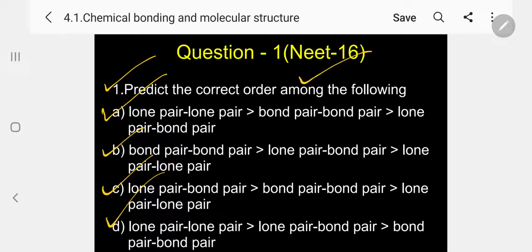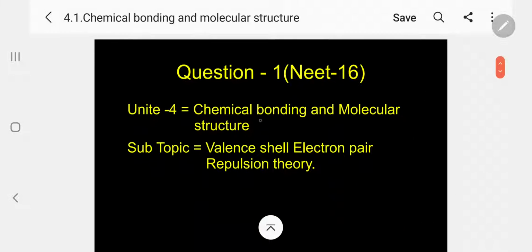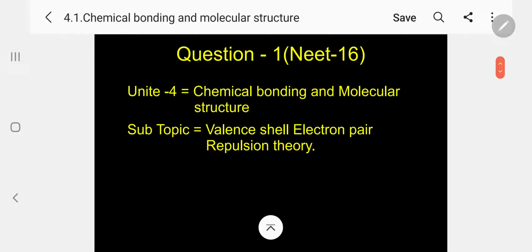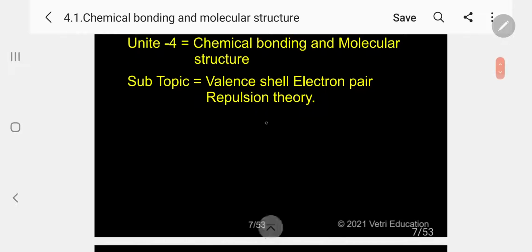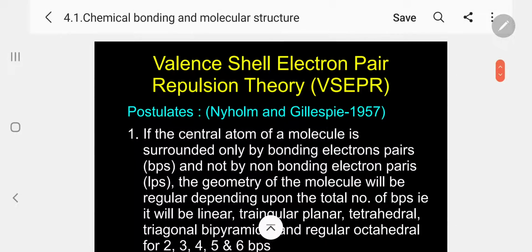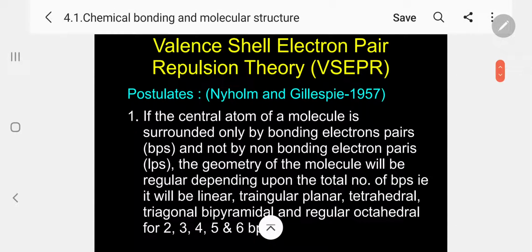This is a very, very simple question. It is a direct question from the postulates of valence shell electron pair repulsion theory, the second postulate. Kindly follow now. As usual, it is my duty to indicate this is the question asked under the chemical bonding and molecular structure. Specifically, this question is asked under valence shell electron pair repulsion theory. So it is my duty to explain the valence shell electron pair repulsion theory. What is valence shell electron pair repulsion theory?